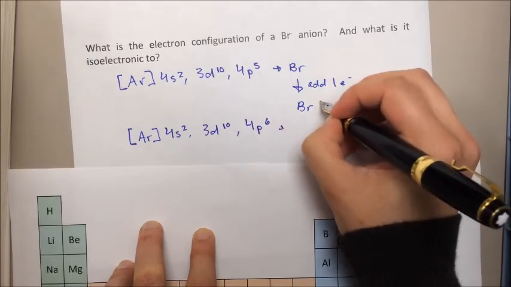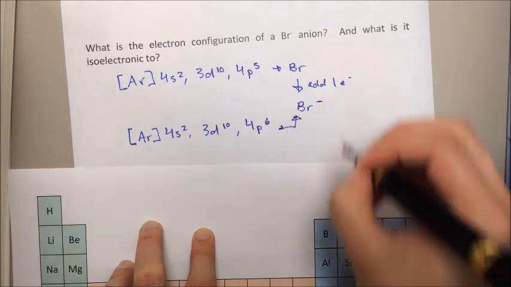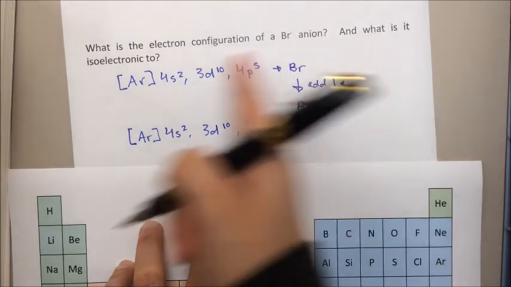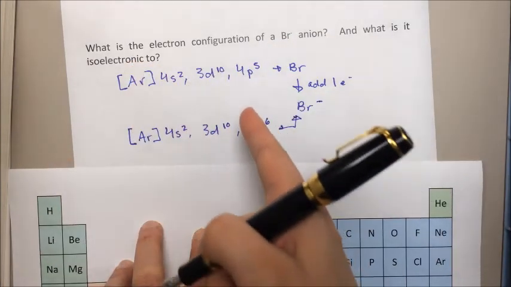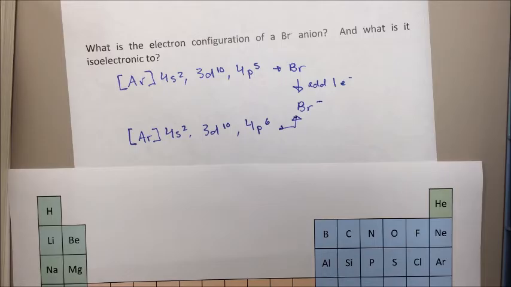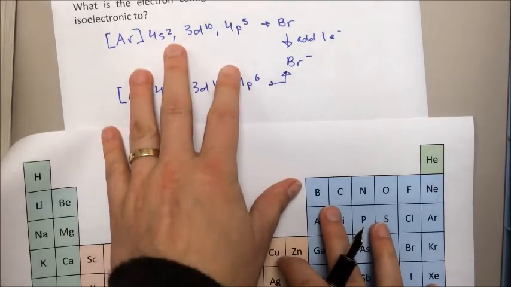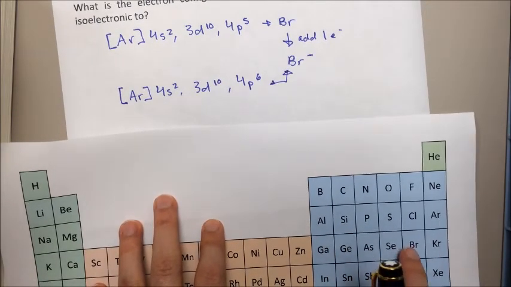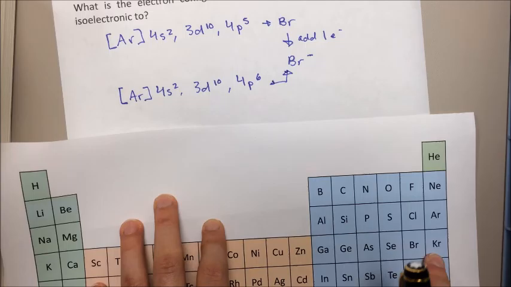This is bromide. Now what is this isoelectronic to? Isoelectronic means that they have the same electron configuration. So what we can do is just walk forward from bromine. So bromine, we added an electron, so it should look like krypton. It is isoelectronic to krypton.